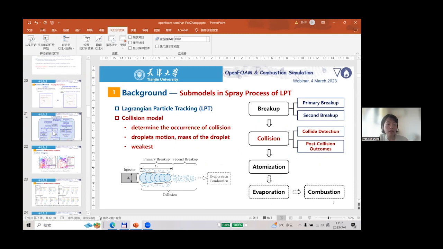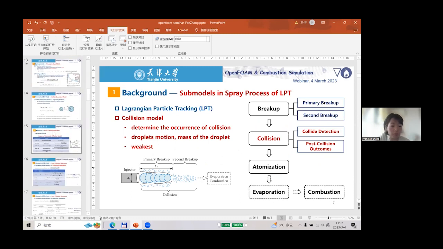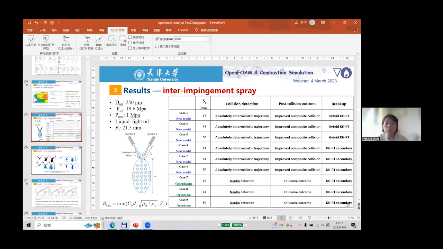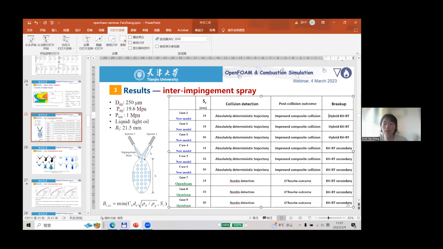We only analyzed the different breakup models. Actually, the breakup models we considered are the hybrid KHRT breakup model and the KHRT secondary breakup model. That means we only consider secondary breakup and neglect the primary breakup. So the results of cases 1, 2, 3 compared with cases 4, 5, 6 show the effect of these breakup models.